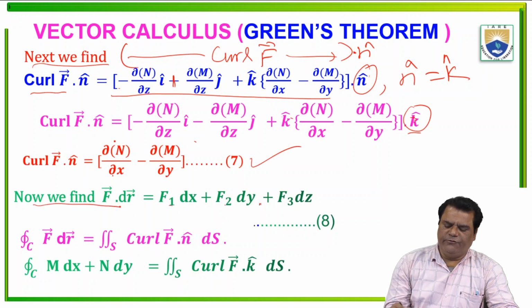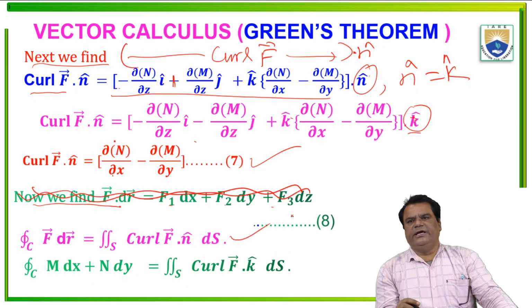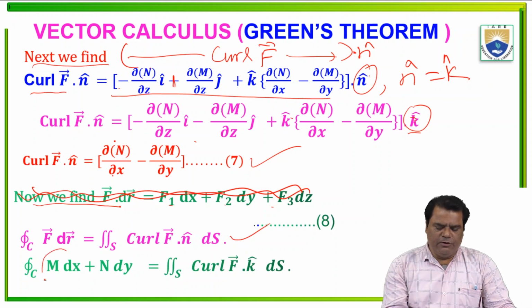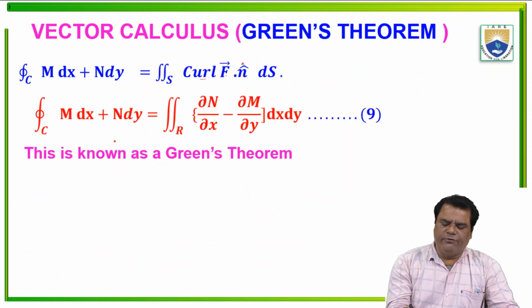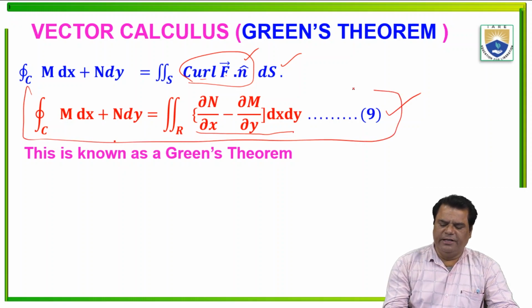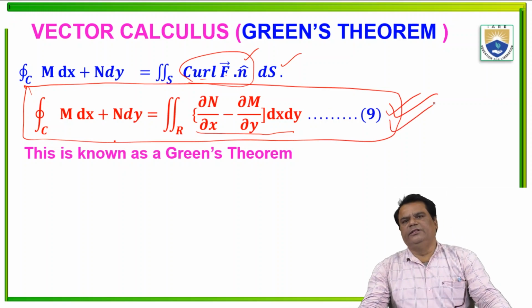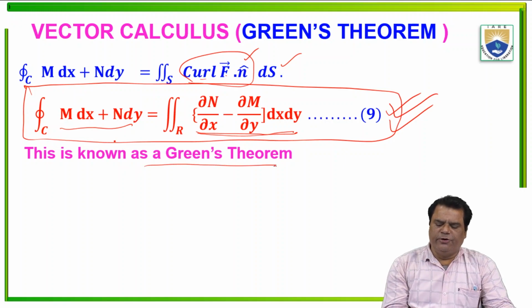F1 dx, f2 dy, f3 dz. Now this is the formula; putting all the above values in this formula, the value of f dot dr is m dx plus n dy. This is curl f dot k ds, and this is curl f dot n ds, and curl f dot n is the value we have already found, this equation 9. So this is the basic formula for Green's theorem. We apply this formula in Green's theorem. This is a two dimensional vector point function and this is curl f. This is known as Green's theorem in the plane.